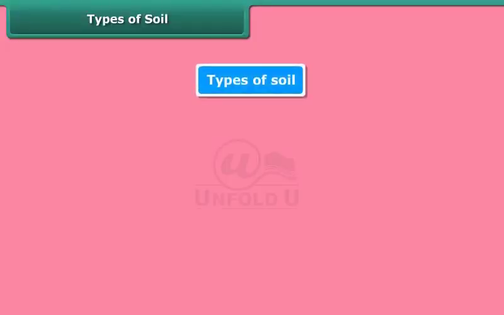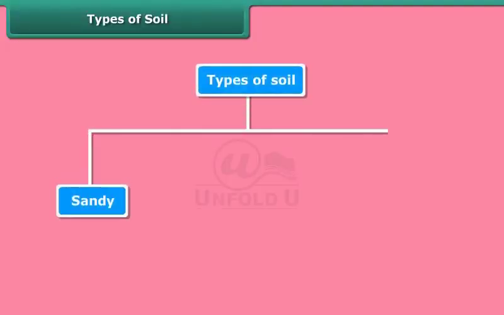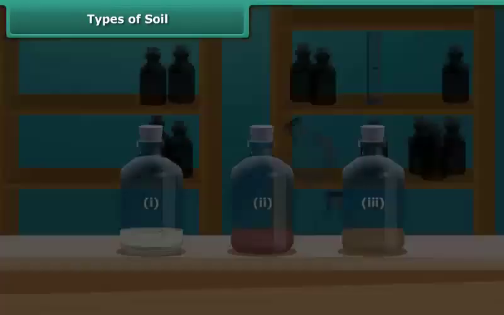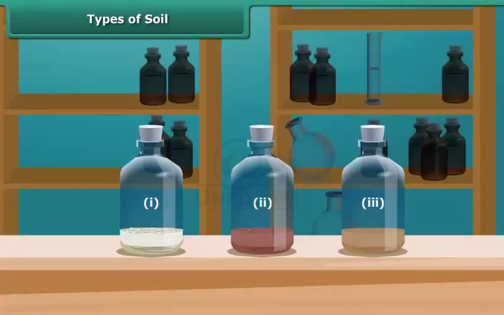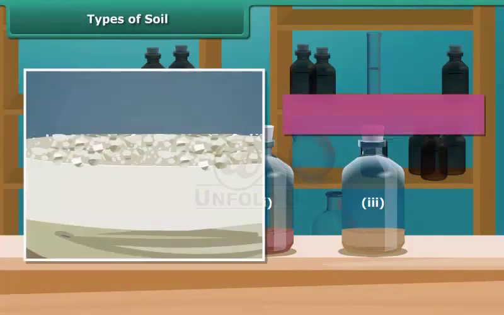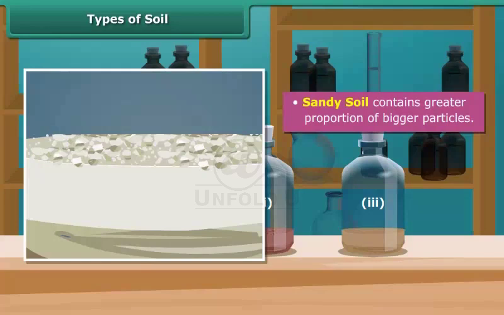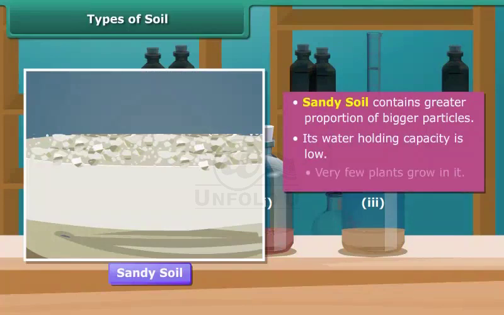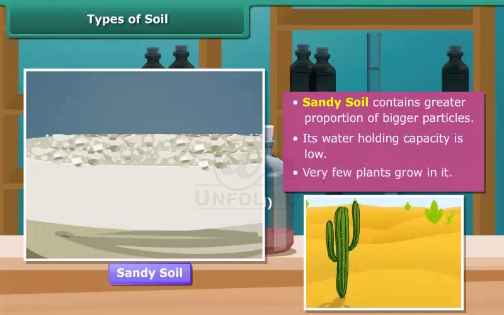Types of soil. There are basically 3 types of soil: sandy, clay and loamy. Let's take 3 samples of soil and examine them one by one. We can see the first sample contains a greater portion of bigger particles. So this is a sandy soil. Its water holding capacity is low, therefore very few plants grow in it.